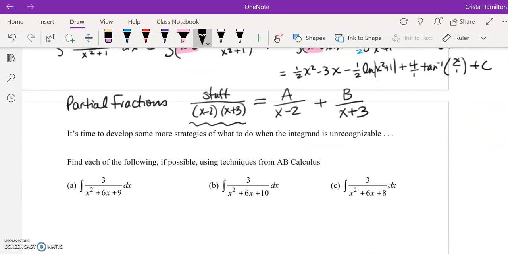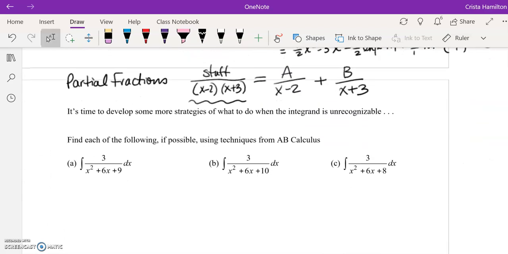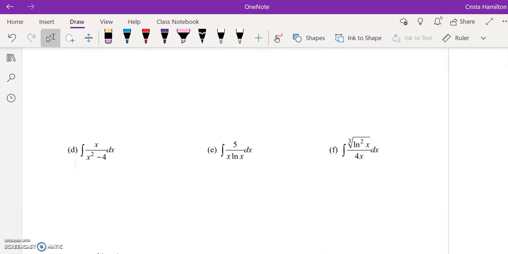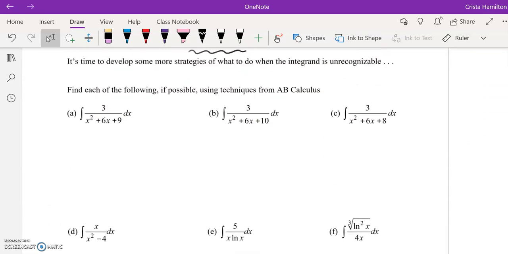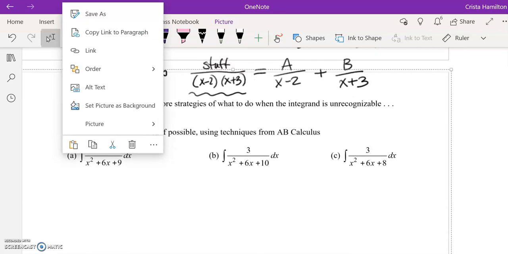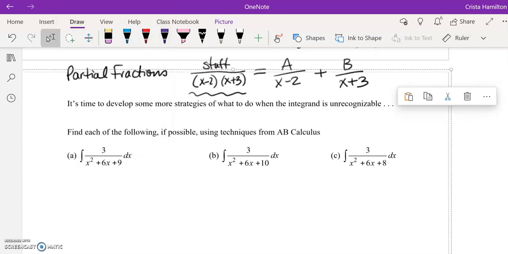All right, so our final thing here is I've given you several examples down here at the bottom. And what I would like you to do is to try them, if possible, using techniques from AB Calc. And if you don't think that any of the techniques that I have covered apply, tell me why. Okay? And I will put up a key to this. You can check that at the end, and that will finalize our material here before spring break.